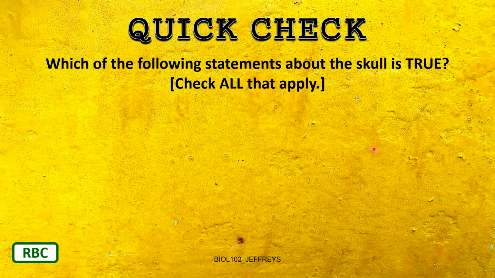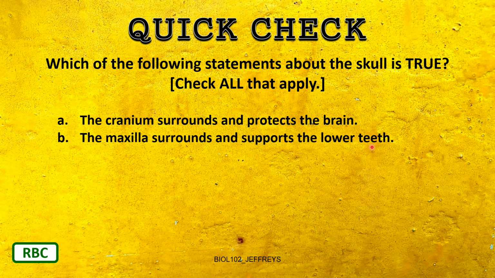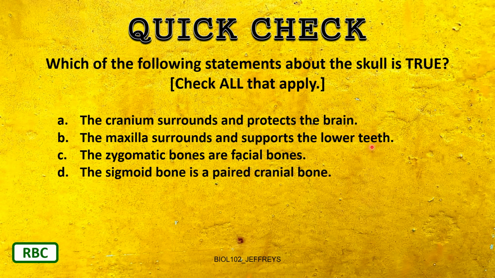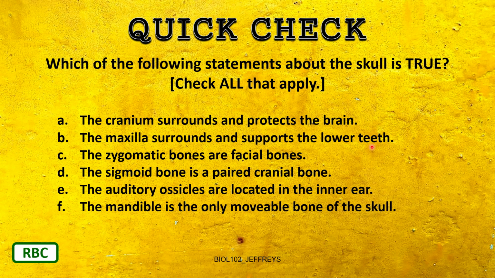Okay, quick check. Which of the following statements about the skull is true? Check all that apply, please. The cranium surrounds and protects the brain. The maxilla surrounds and supports the lower teeth. The zygomatic bones are facial bones. The sigmoid bone is a paired cranial bone. The auditory ossicles are located in the inner ear. The mandible is the only movable bone of the skull. We'll take them one at a time.